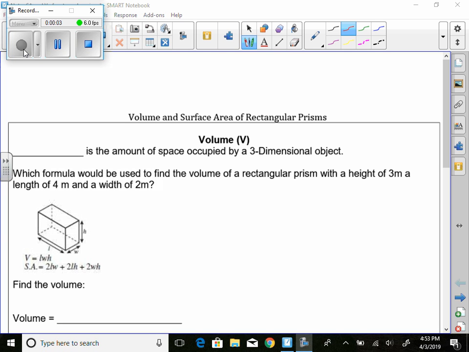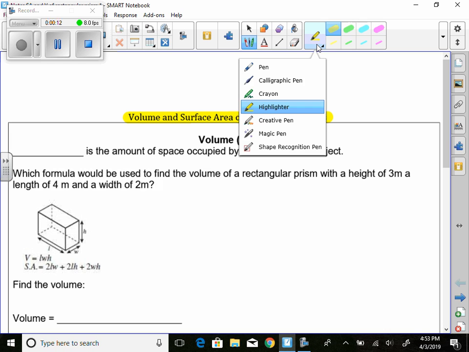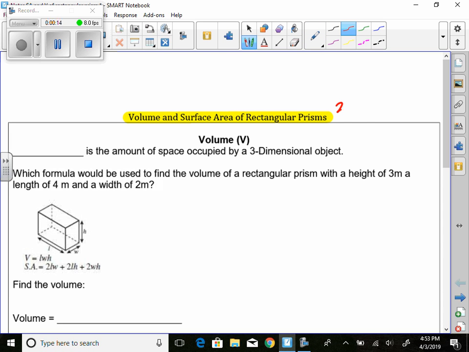Guys, in this video we will be talking about finding a volume and surface area of a rectangular prism. A rectangular prism is a three-dimensional figure. Okay, what does that mean, three-dimensional?